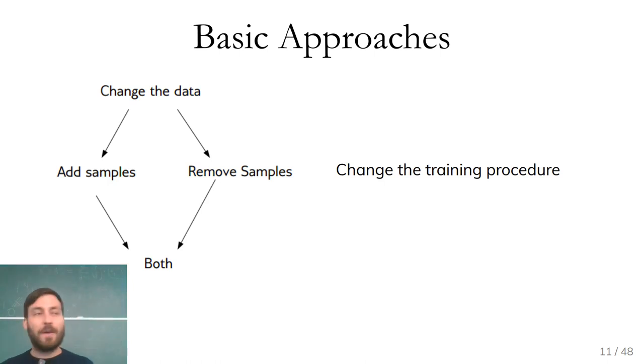There are two basic approaches to dealing with imbalanced data. One is to change the data and build a standard model. The other is to change the model you're building. Or you can combine both. In changing the data, you can either add samples or remove samples or do both. We'll mostly talk about changing the data, and we'll talk a little bit about changing the model or using different kinds of models.